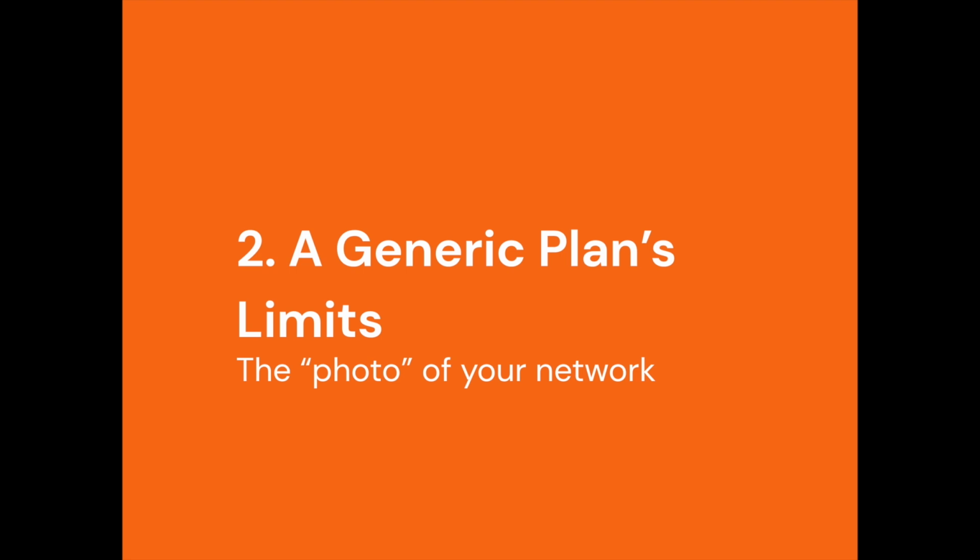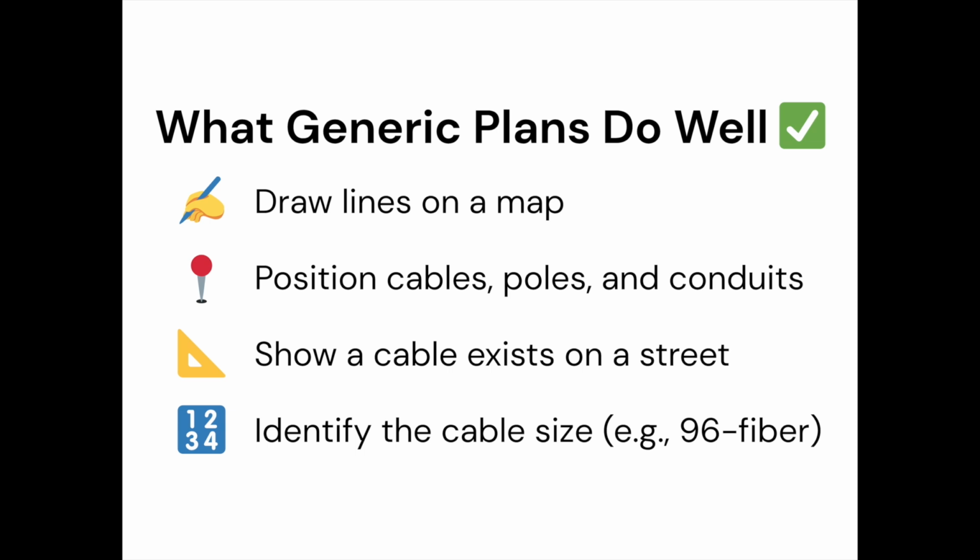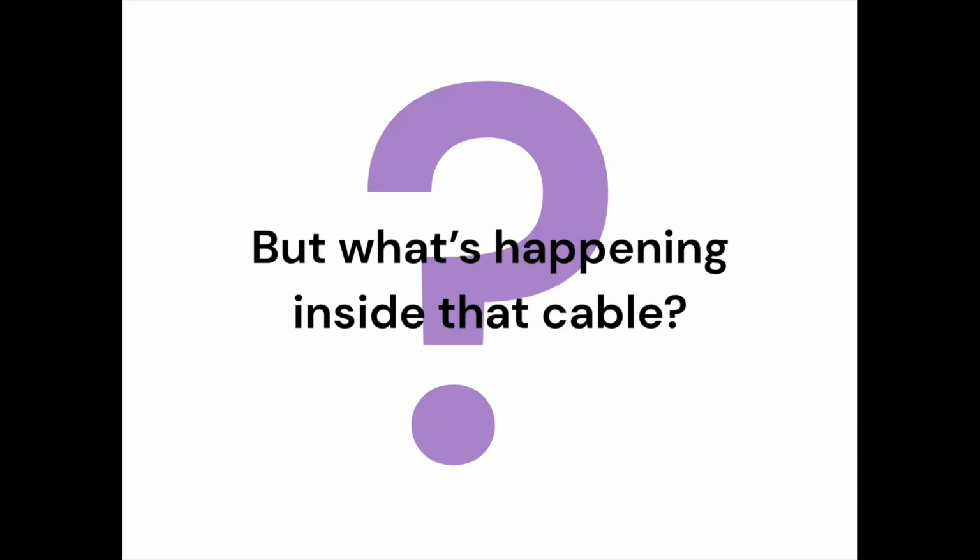It looks good, it's geographically accurate for sure, but when it comes to the day-to-day grind, it has some pretty serious limitations. And to be fair, tools like AutoCAD or ArcGIS are awesome at what they were made for. They draw nice, clean lines on a map. They'll show you that a 96 fiber cable runs down Main Street. For that high-level planning, that's totally fine. But that's where the story ends. And this is where the trouble really starts.